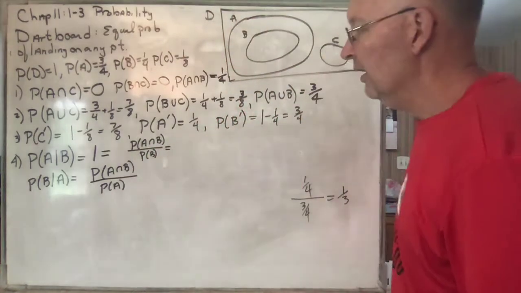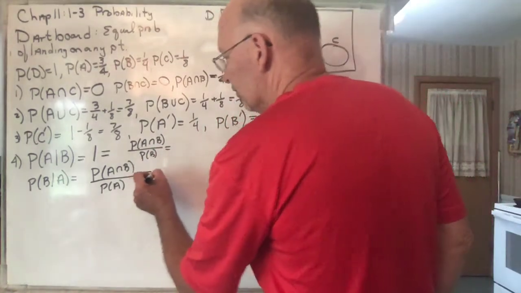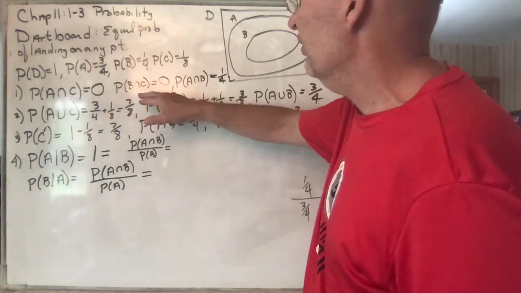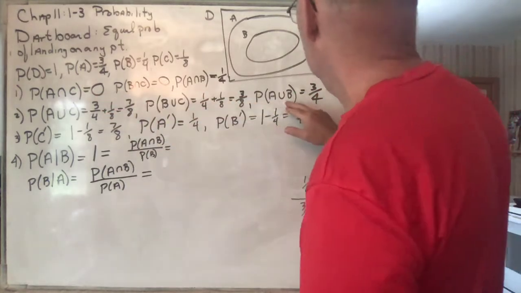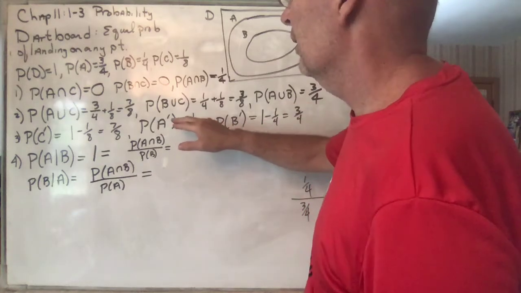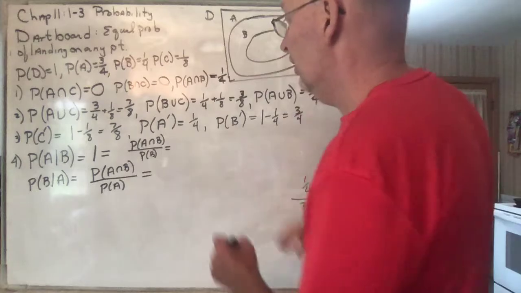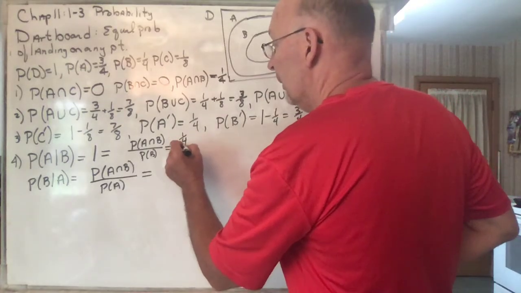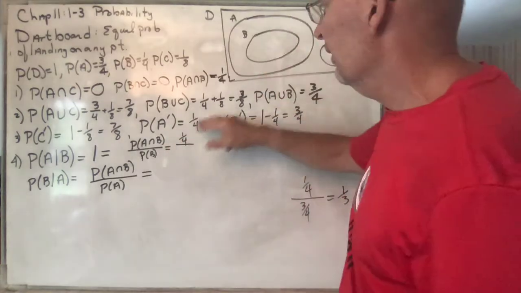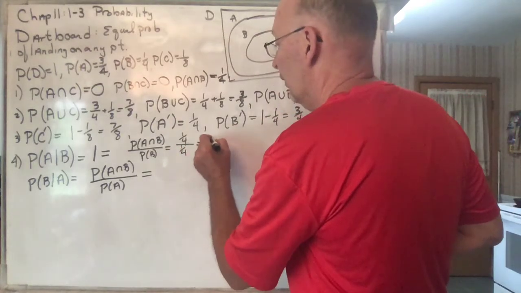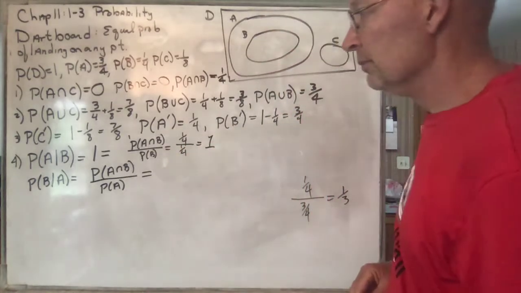Okay, so let's see what these numbers come out to. The probability of A and B, what did we say that was? Probability of A and B, that's A and B. Right there, it's going to be 1/4. Yeah, that's just this. So that's going to be 1/4 on top. The probability of B is 1/4. 1/4 divided by 1/4, sure enough, that's 1.